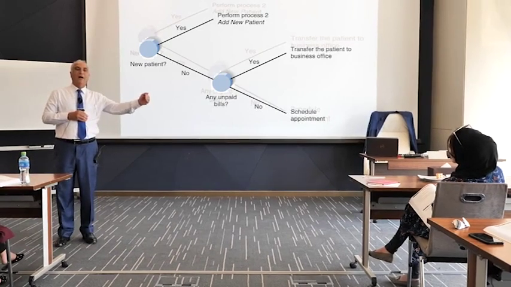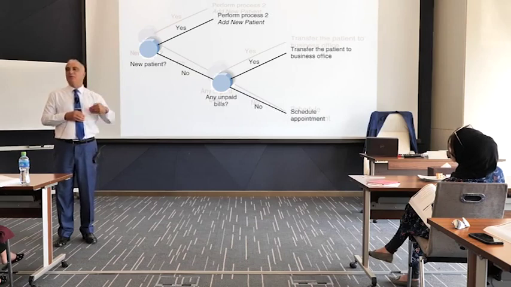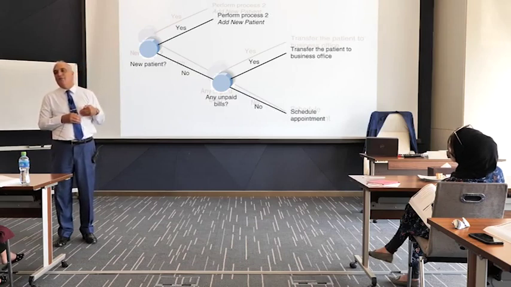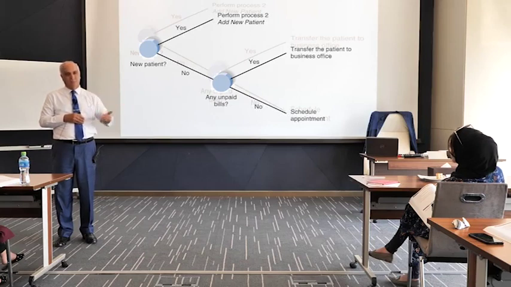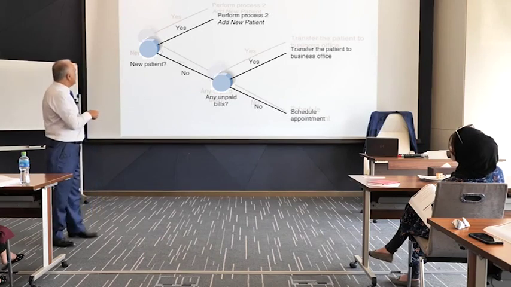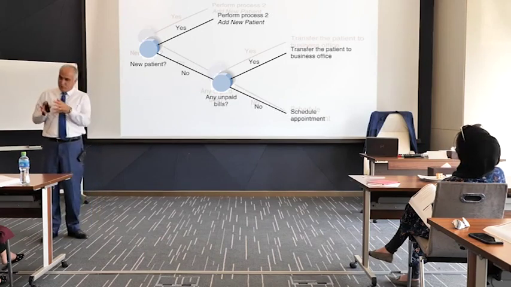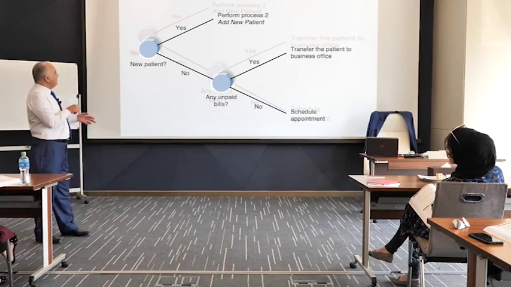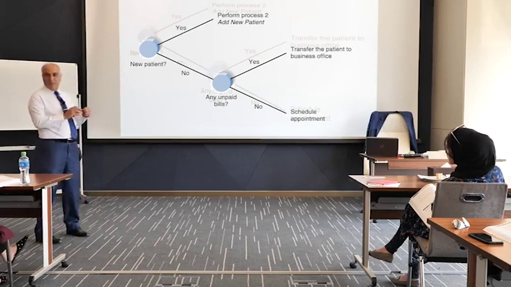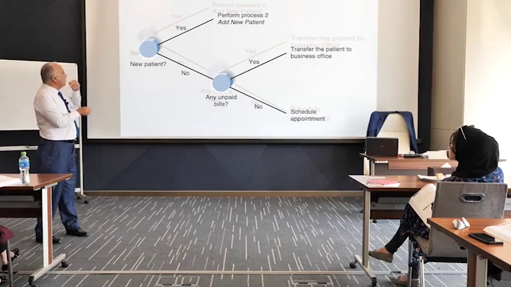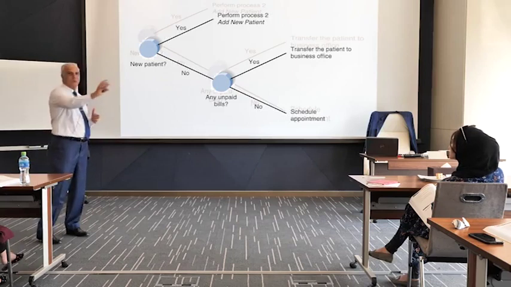If it's a new patient, what do we do? We add a record and register the details of the patient. We ask him for his address, his next of kin, his name, and so on, and we do patient registration. So in this case, we see whether this patient is new or not. If new, we call process number 2. That process is called add a new patient.